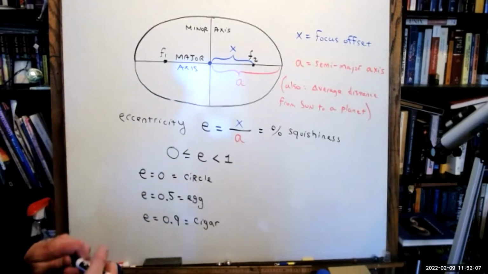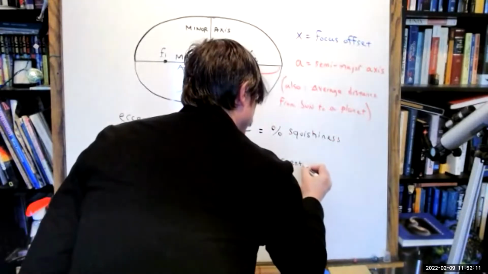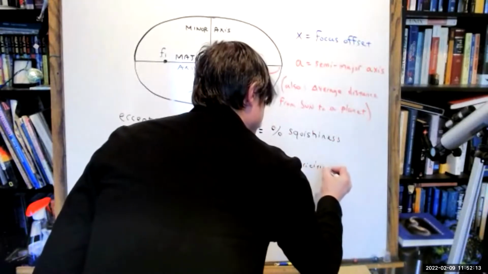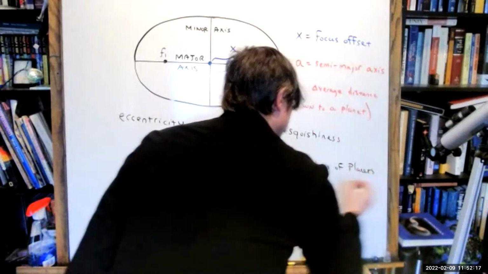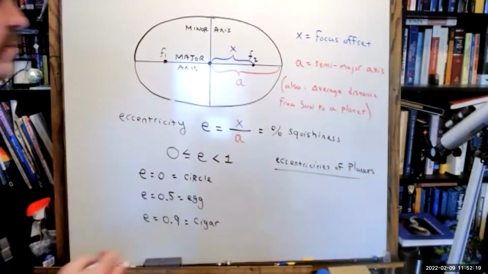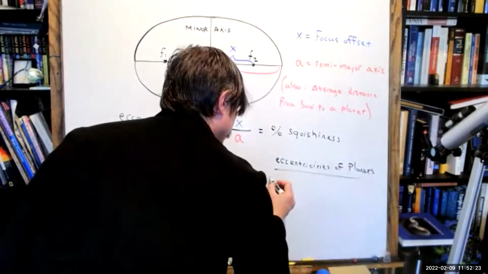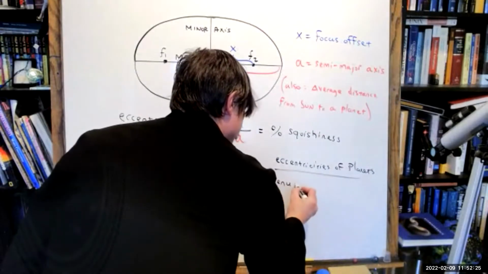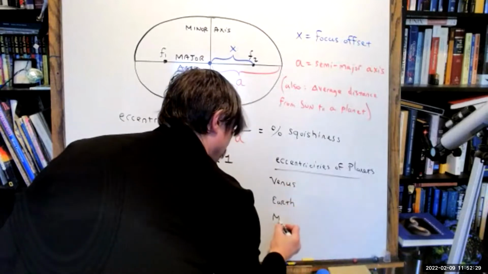Another thing that I thought we could include is the eccentricities of a few planets in our solar system, and a pretty good range would be to do Venus, Earth, and Mars.